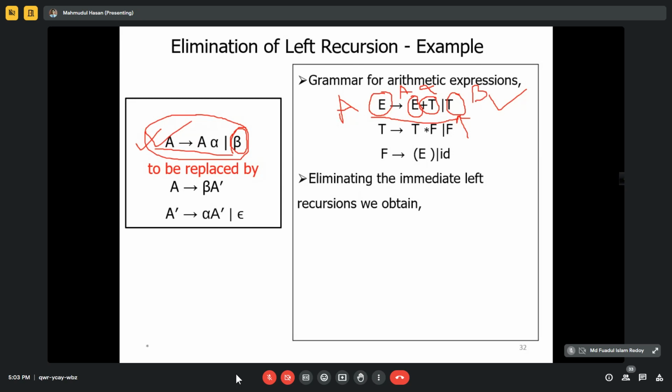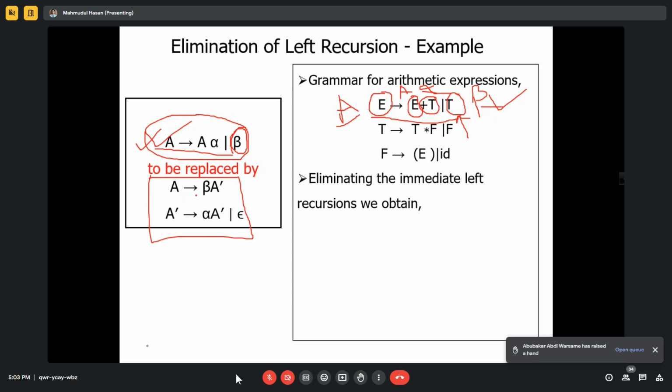So absence of A, that is beta. Okay, so this identification is very important. If you are able to identify A, alpha and beta, at that time it is very easy to solve the problem of left recursion. Then simply apply the formula. The formula is A to beta A dash. And what is A here?